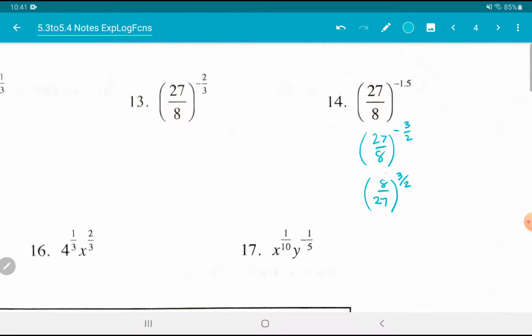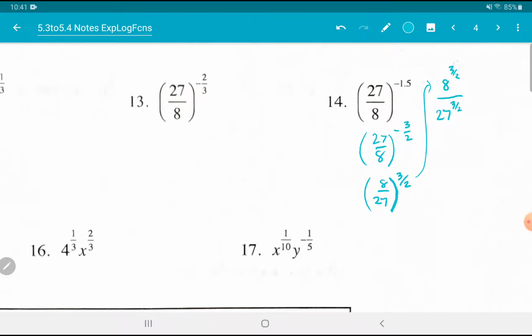From there, one thing we also know is that if you have a parentheses here, along with an exponent, we can distribute that 3 over 2 to each of the terms. So this is the same thing as saying 8 to the power of 3 over 2 over 27 to the power of 3 over 2. Let's simplify that a little bit further.